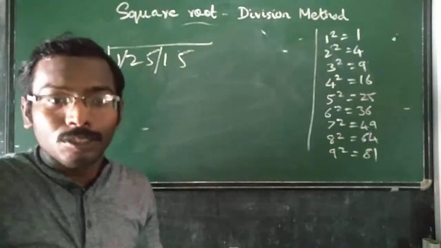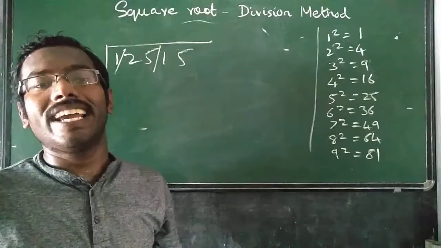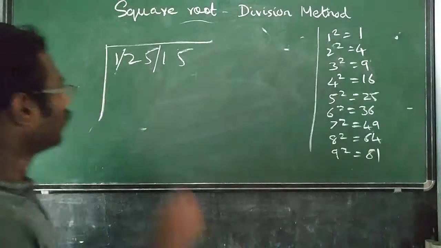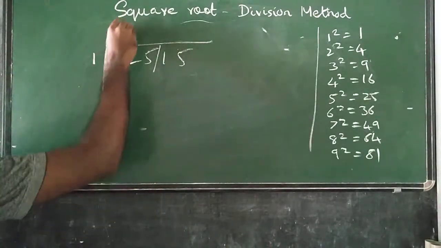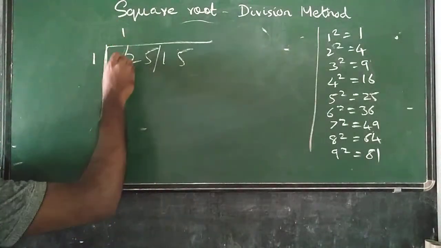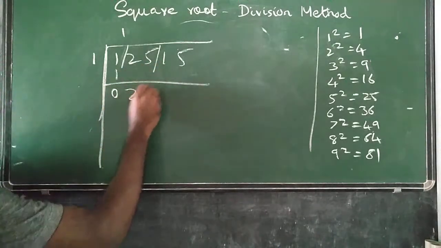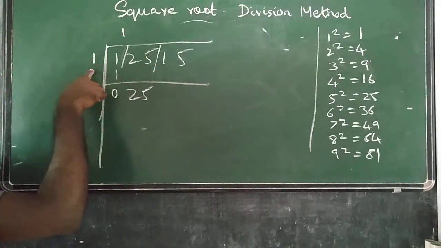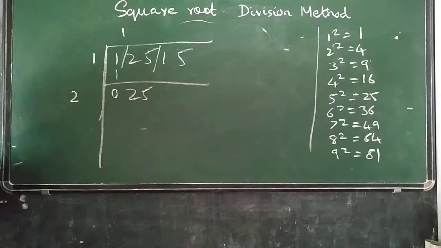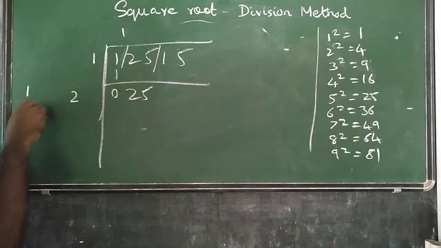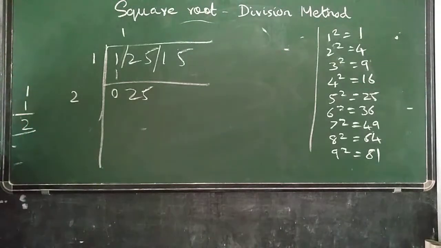Why are we dividing into 2, 2? Because at the same time we are taking 2 digits down. For example, here 1. 1 square is 1. So 1, 1. Okay. So 1, remainder 0. Now 25. So 1 into 2. Here you have to multiply by 2. So 1 into 2 is 2. Either multiply by 2 or add the number with the same digit. Same number: 1 plus 1 is 2.